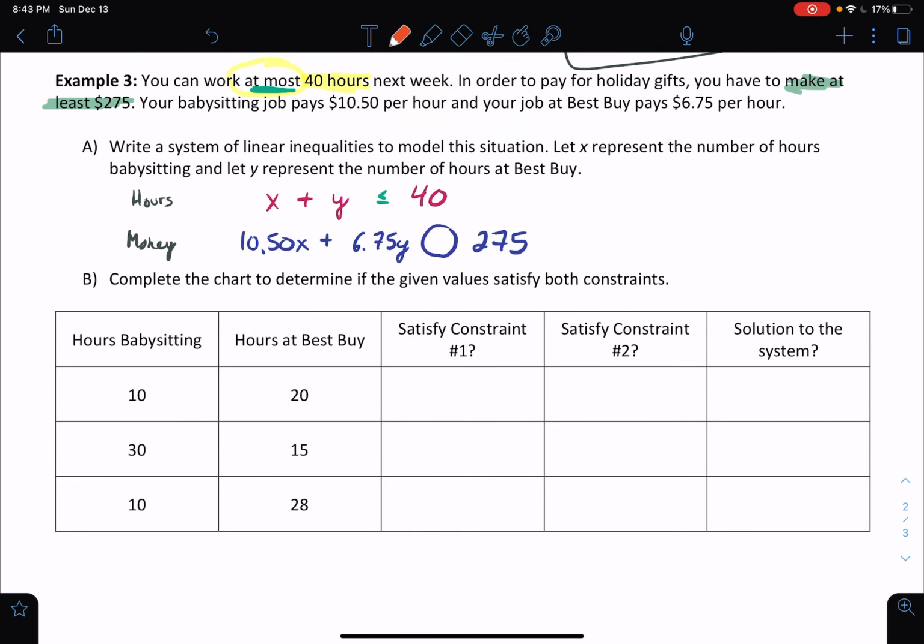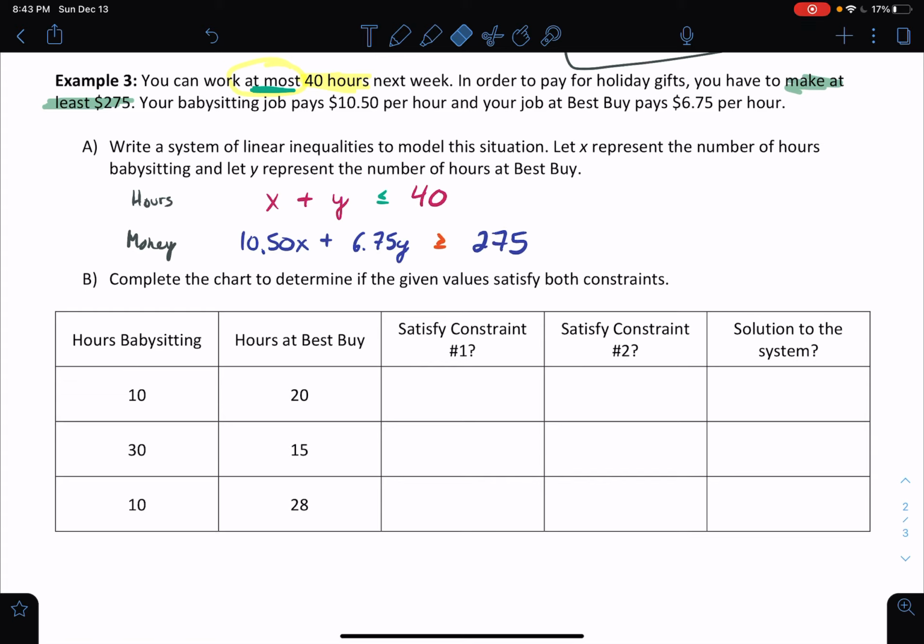What's that inequality symbol going to look like? Well, I take the amount that I make babysitting, I add the amount that I make at Best Buy, and that has to be greater than or equal to 275. Okay? So there is our system of linear inequalities. Let's see which of these options satisfy our constraints. What is a solution to this?